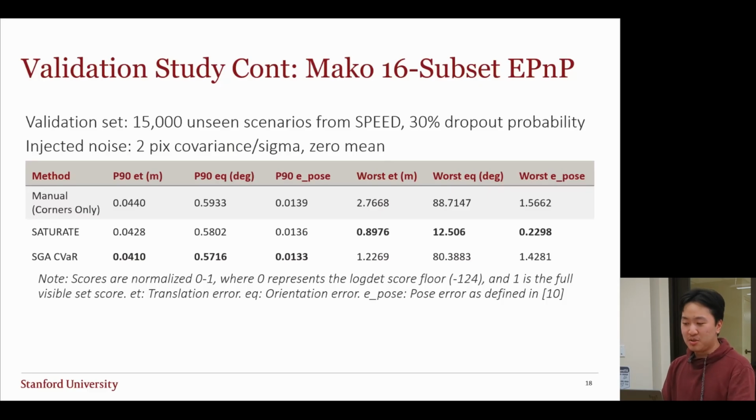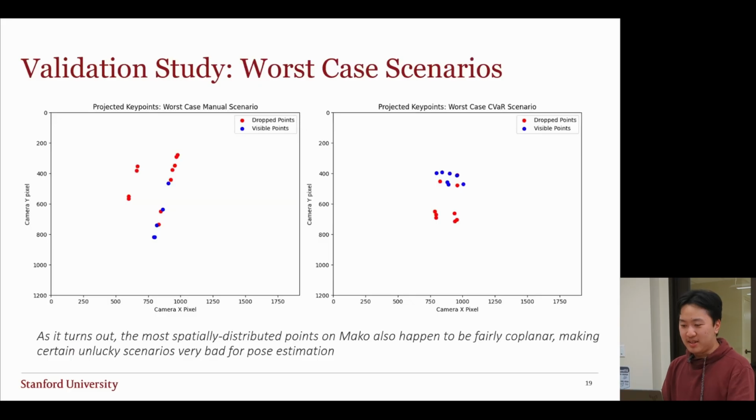And to take a look at those worst case scenarios, we can see that in the manual case, as you would expect, the worst case scenario happens when the only surviving points are those coplanar points on the solar panels and the bottom side. And for the CVaR, it's a similar case where the only surviving key points are on that flat base on the bottom. I know it's a bit hard to tell from these pictures, but you can get an idea. As it turns out, again, the most well spatially distributed points for Mako also happen to be fairly coplanar. And so this is the balance that needs to be struck.